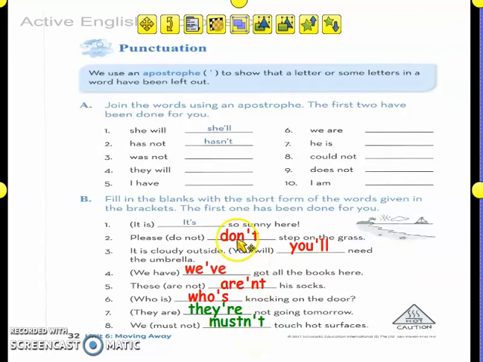So, my students, these are the answers of exercise B. And again, you have to do exercise A alone, to write the short form of the long form of the words using the apostrophe.